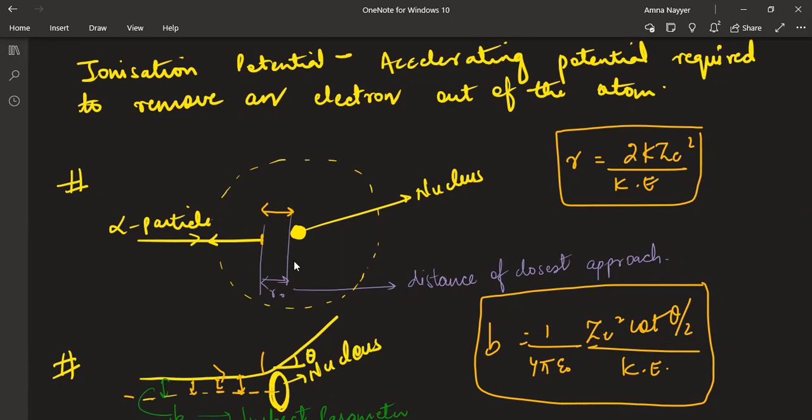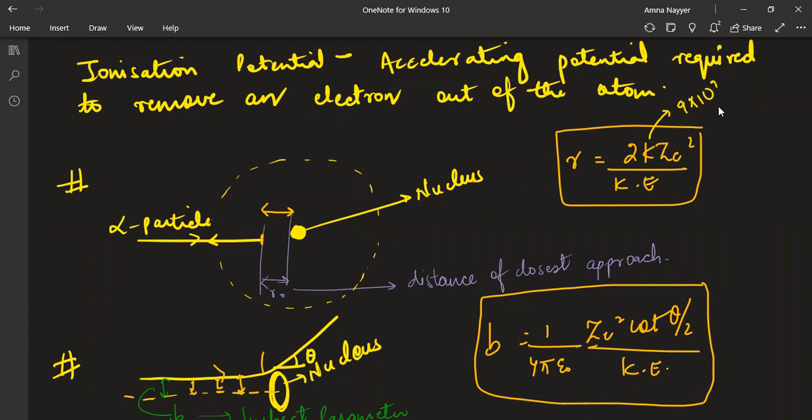we call this the distance of closest approach, whose formula is 2KZe squared, where K is the constant which we use in electrostatics, 9 into 10 to the power 9. Z is the atomic number, e is the electronic charge, and kinetic energy is written in the denominator.